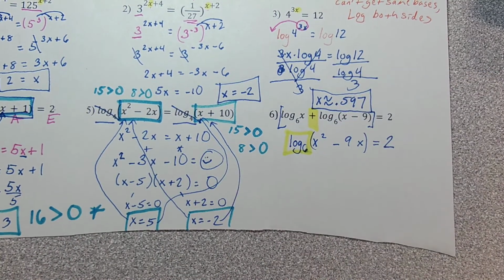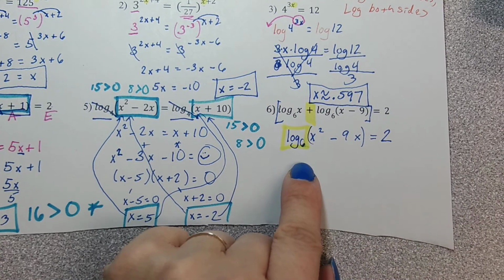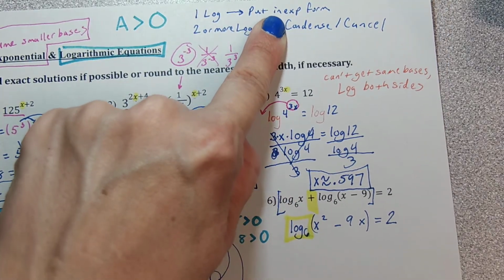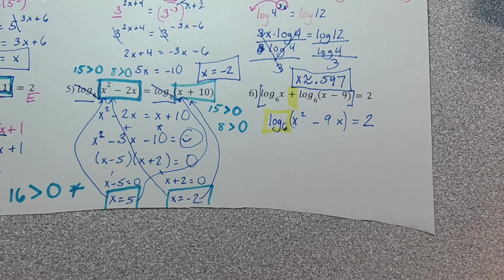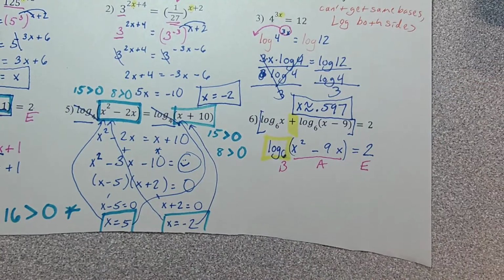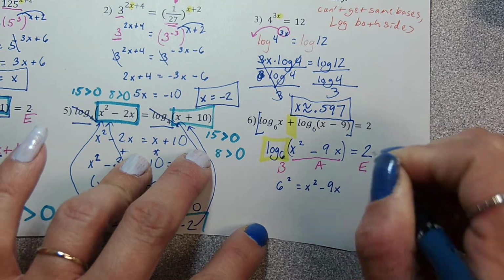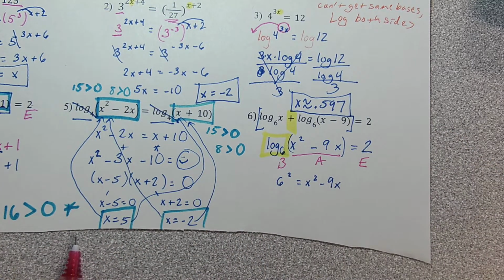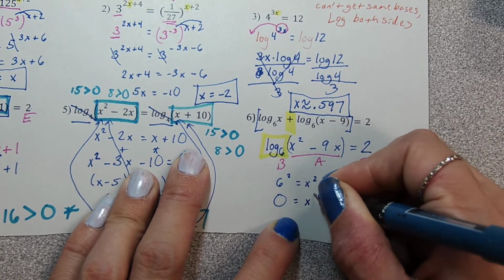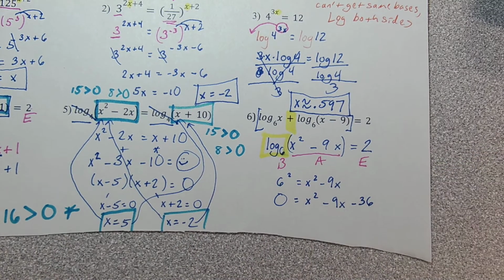Because why is this log so important? It dictates what our next step is. How do we now solve a one log equation? We put it in exponential form. So we see the word log, we think of that elephant with his big animal ears. And we get 6 squared equals x squared minus 9x. Now, is this a quadratic we're going to be able to factor? I think so. We're going to move that 6 squared, or that 36, over to the other side. Minus 36. Oh, and let's see.